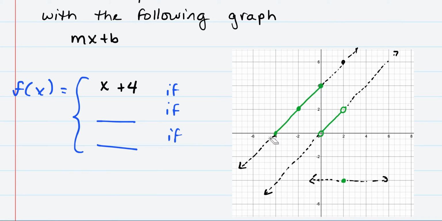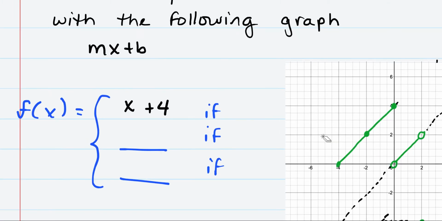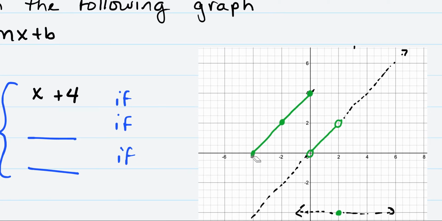But we erased this portion of that graph, which tells me my domain, right? x is between -4 and 0. Let me zoom in some so you can see it a little bit better. You can see that when x is -4, we have a point here all the way to 0, where we have a point there. So if x is between -4 and 0, and we can equal these two because we have colored in dots.